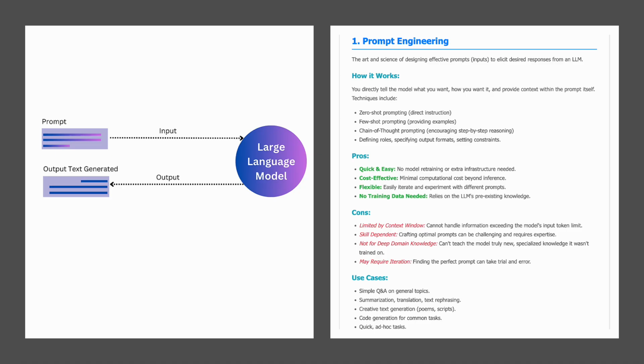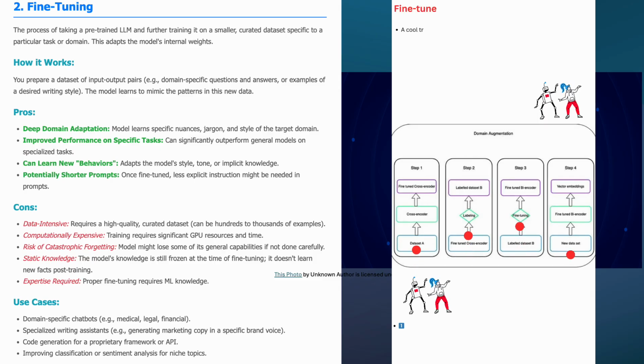So, when would you use prompt engineering? It's great for simple Q&A on general topics, tasks like summarization, translation, or text rephrasing. It's also useful for creative text generation, basic code generation, and generally for quick, ad hoc tasks where you need a fast result.